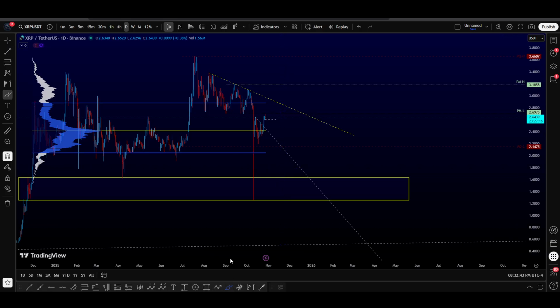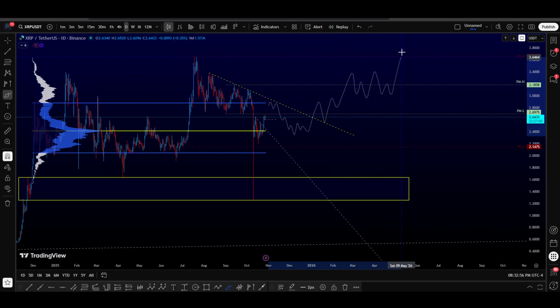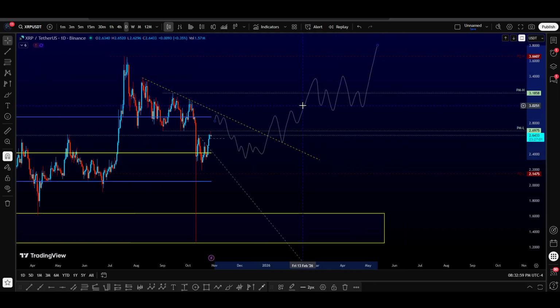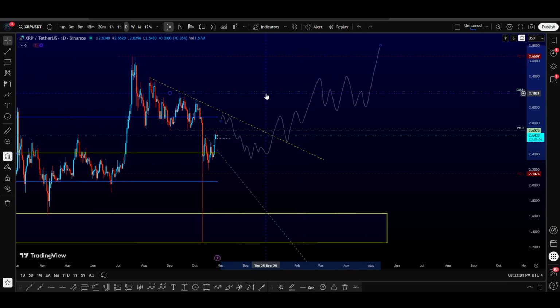If we were to get that weakness, I would expect price to at least come right back down to the point of control. Maybe we don't lose it completely before breaking out of this trend line and then actually moving to the upside, right? So we'll just see how this all plays out here in the upcoming days.